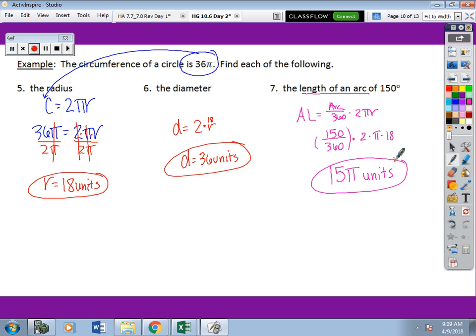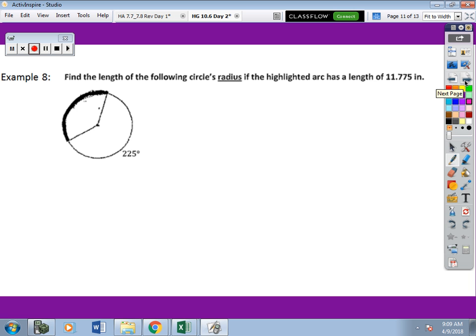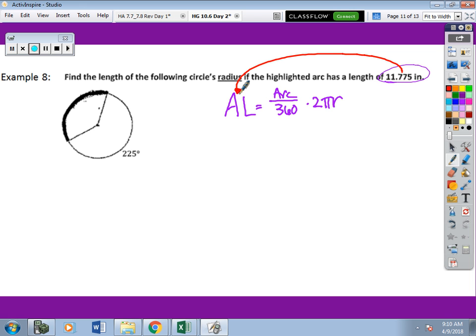Now the last two are actually going to give us the arc length and ask us to work backwards and find the radius or the diameter. You want to be careful not to round anything. So find the length of the following circle's radius if the highlighted arc has a length of 11.775 inches. So start out with our formula. But this time we're actually going to be plugging in what the arc length is. They've given me the arc length.